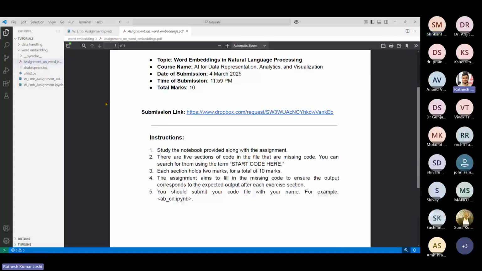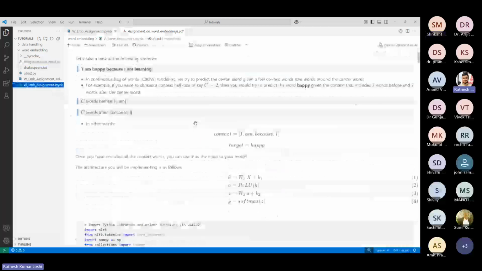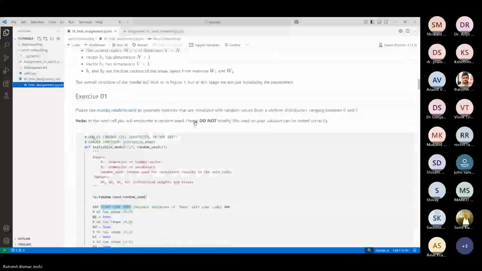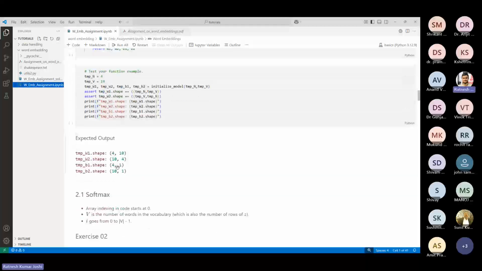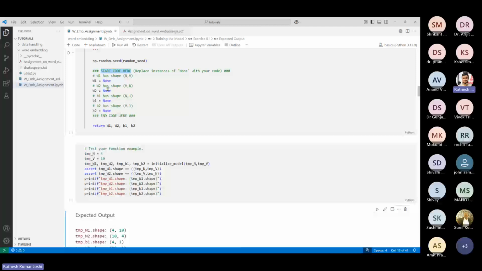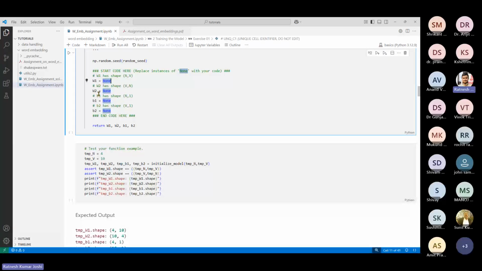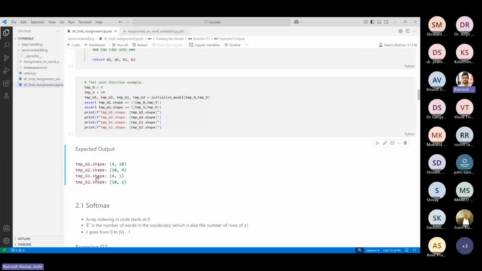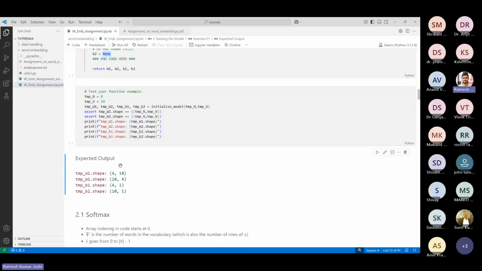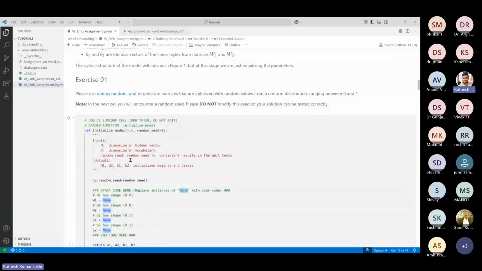So for example, if you look at the code, let's say this is the exercise. After each exercise, you have been given the expected output. When you fill in the blanks, so for example, what W1, W2, B1, and B2 should be, after running the code or these cells, your output should match the output given after each exercise. Okay, I hope that part is clear. What you have to do.